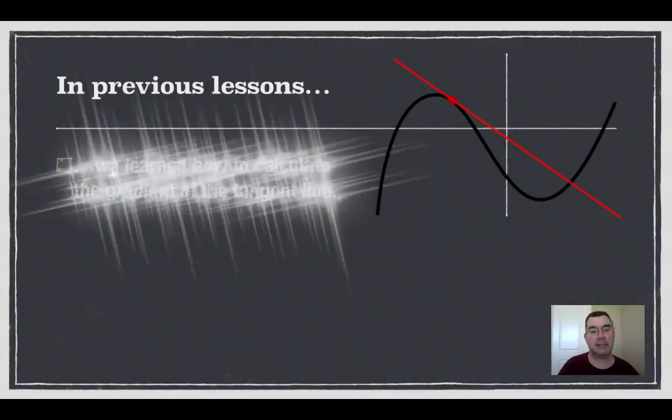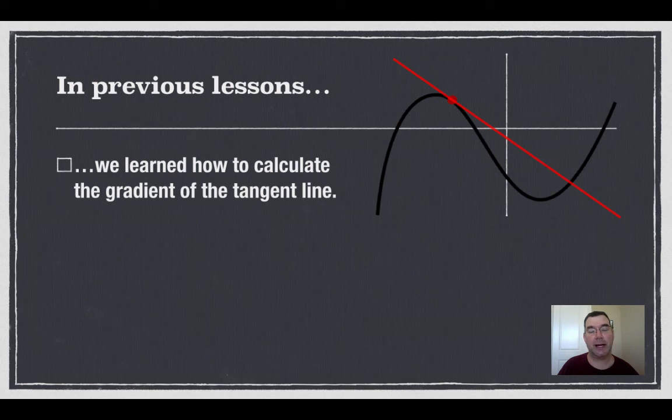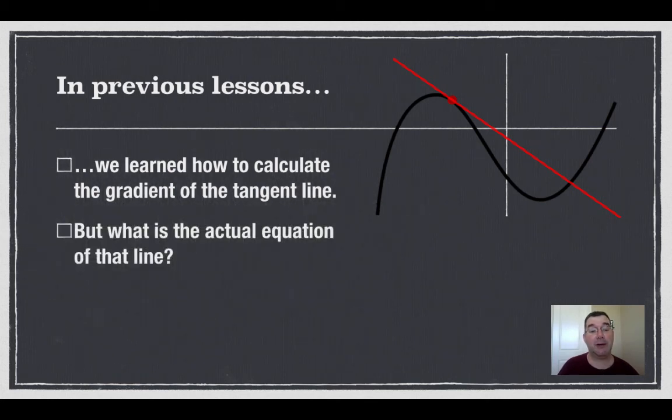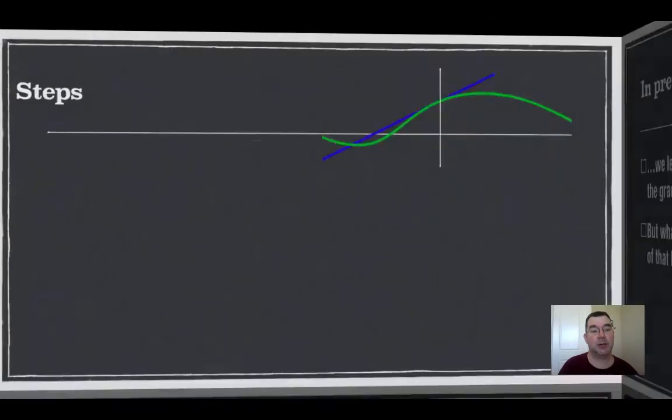In the previous lessons, we were able to calculate the gradient, or the slope, of the tangent line if we knew the x-coordinate of the point I was dealing with. But now I want to find out the actual equation of that line. Okay, so here's how I do it.